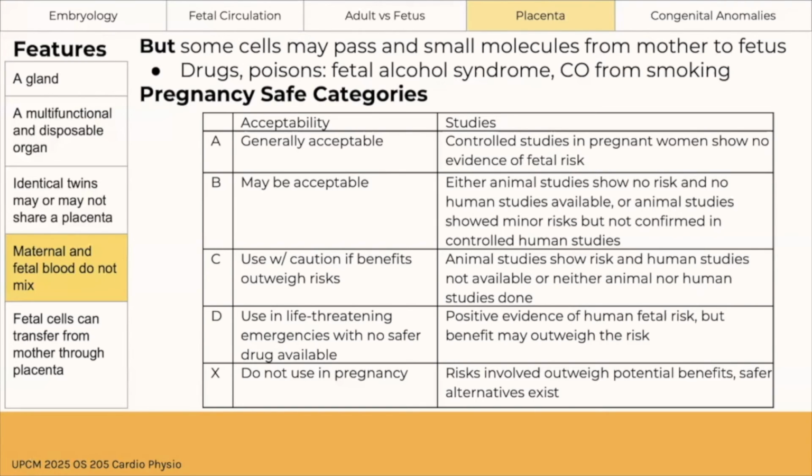Second to the last is D, used in life-threatening emergencies with no safer drug available. So there is evidence of fetal risk, but the benefits may outweigh the risk. Lastly, X, of course, is do not use in pregnancy because the risks outweigh any potential benefits, and there may be safer alternatives to take.